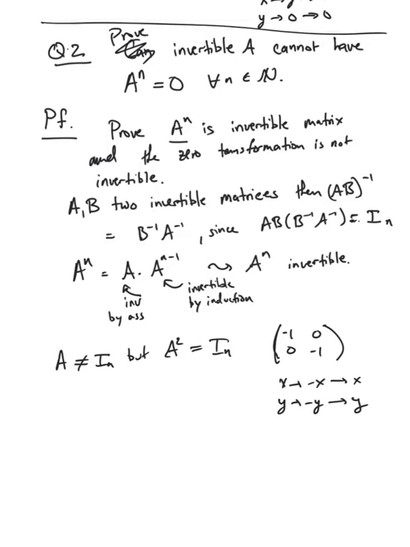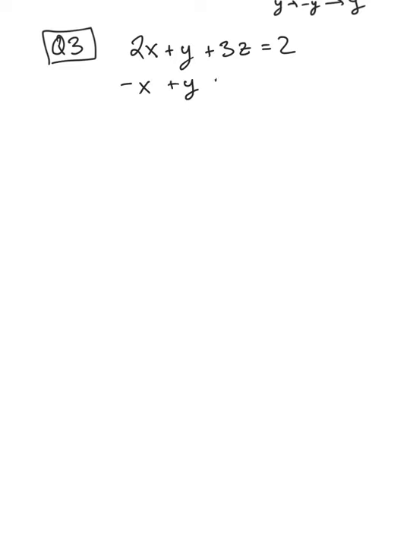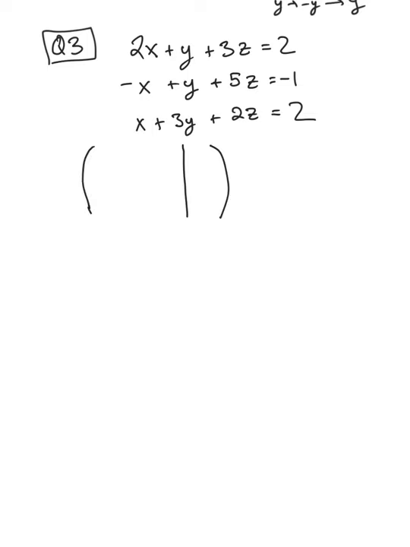All right, question 3. So now we have to solve a system of linear equations. So we have 2x plus y plus 3z is 2, negative x plus y plus 5z is negative 1, and x plus 3y plus 2z is 2. Okay, so we're going to write this out using the coefficient matrix and the vector that we want.